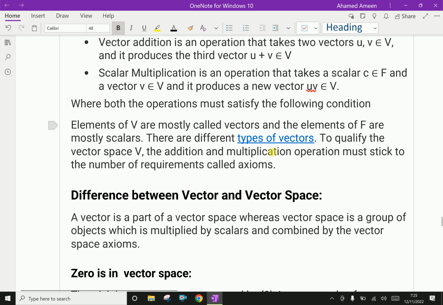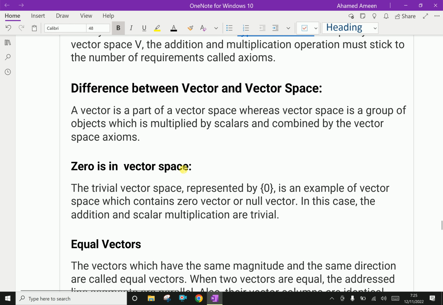There are different types of vectors. To qualify as a vector space V, the addition and multiplication operations must stick to a number of requirements called axioms. Here we have to understand clearly the difference between vector and vector space. A vector is a part of a vector space. That means a vector space is a broad collection and a vector is part of that vector space, whereas a vector space is a group of objects which is multiplied by scalars and combined by the vector space axioms.